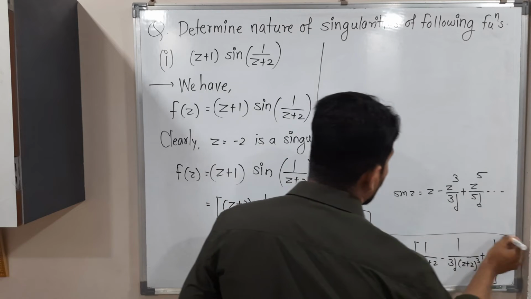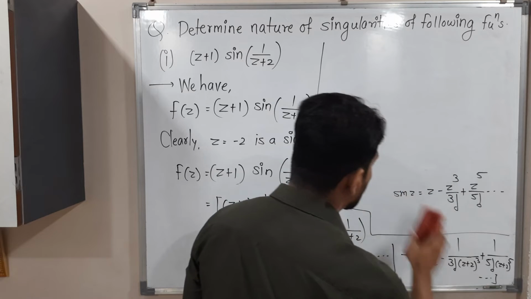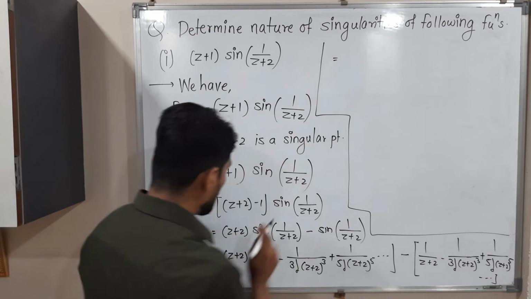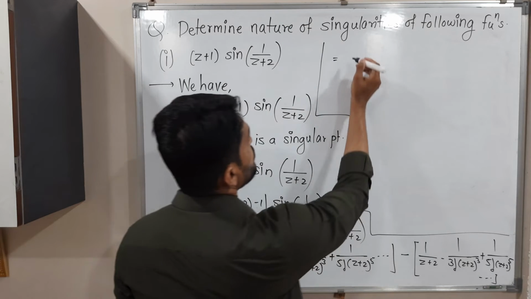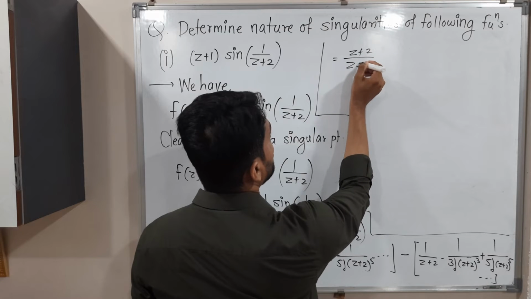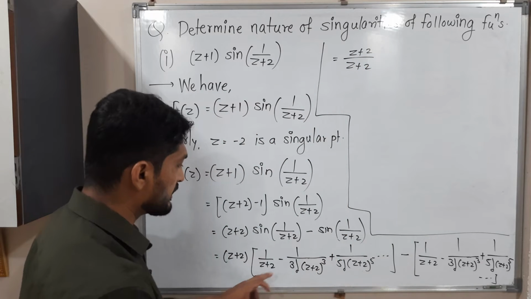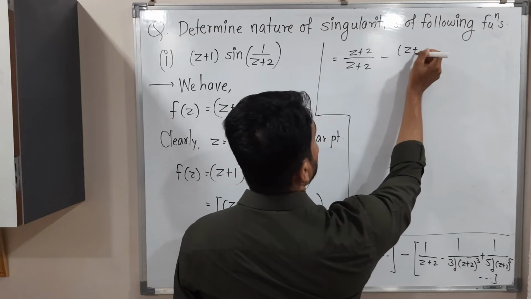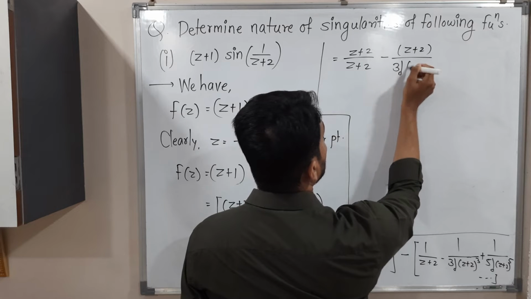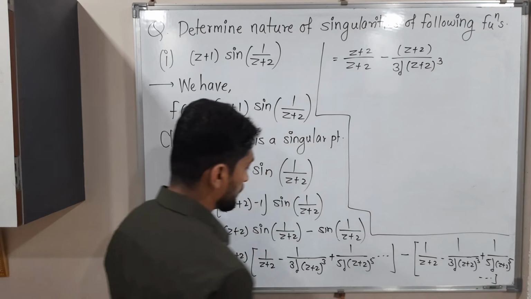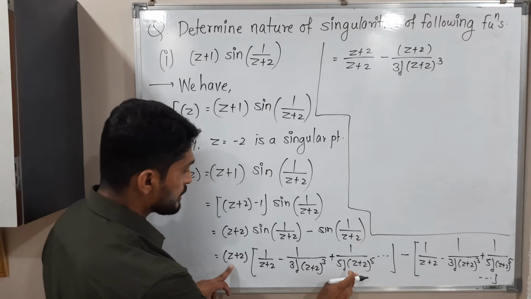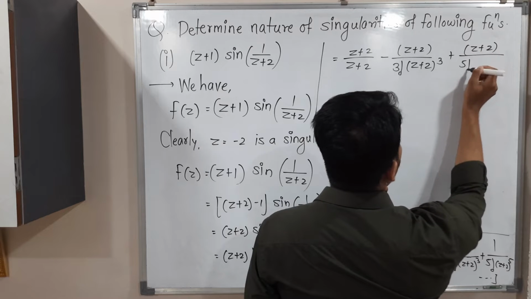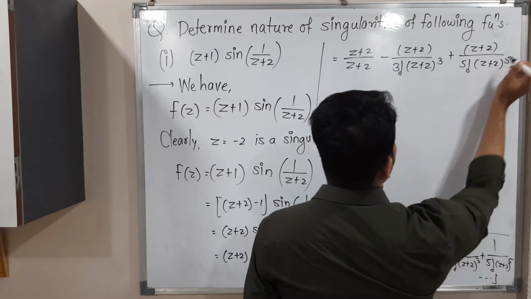This series is not required, let me remove this one so we will have some more space to write. Let us see what will happen. This is equal to z plus 2 into 1 upon z plus 2, that means z plus 2 upon z plus 2. Directly also you can solve, but I am writing each and every step. Minus the product of these two, that means z plus 2 upon 3 factorial z plus 2 raised to 3, plus the product of these two terms, z plus 2 upon 5 factorial z plus 2 raised to 5, minus.